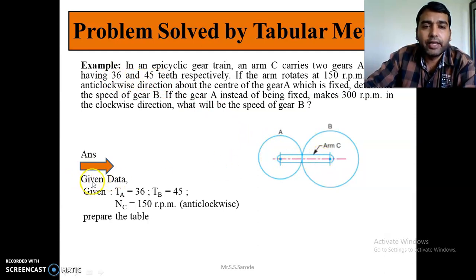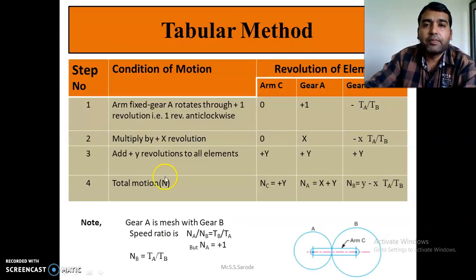So what is the given data? First, TA, number of teeth on gear A, is 36, number of teeth on gear B, TB, is 45, and the arm has speed 150 anticlockwise, that is positive. Now prepare the table. So tabular method, step number 4 step, condition of motion.